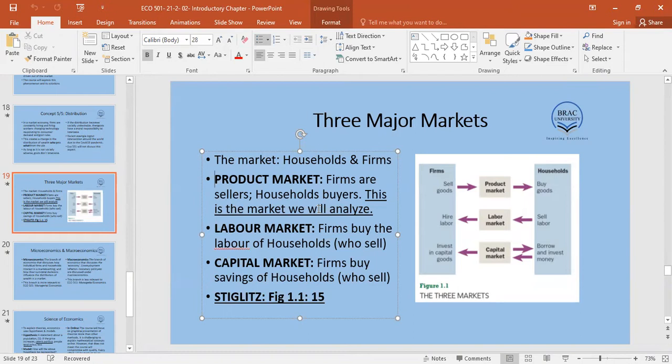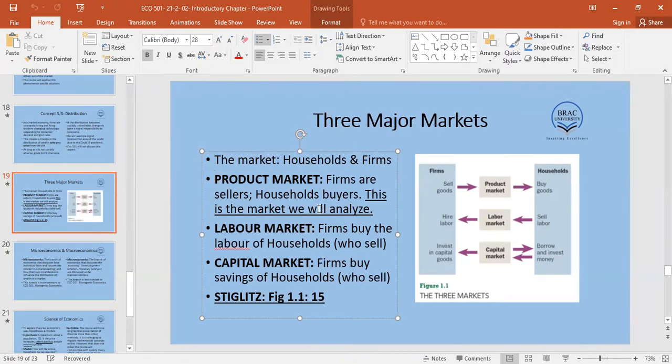When we look at a market, we look at two sides. We have households and we have farms. Now the question is, how do we define a household? Is a household a buyer or a seller? How do we define a farm? Is a farm a buyer or a seller?